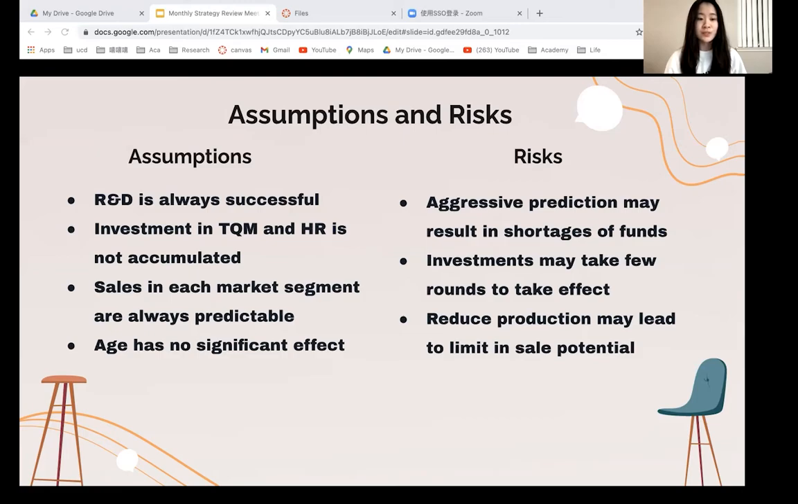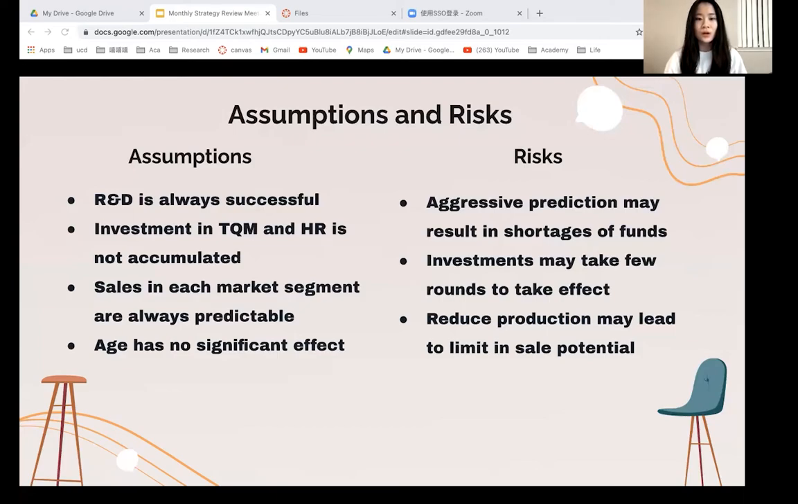Third, we assume the sales in each market segment are always predictable. This actually works better in the high-tech segment based on our experience. We also assume that age has no significant effect. This is because according to the customer buying criteria, age is not as important as the performance of the product.